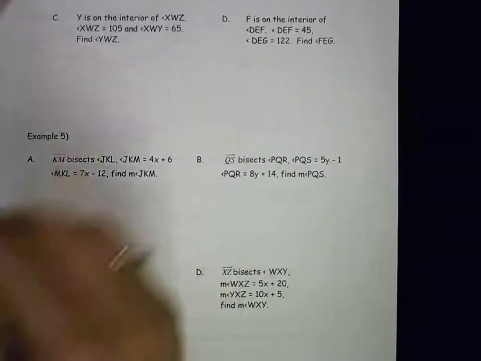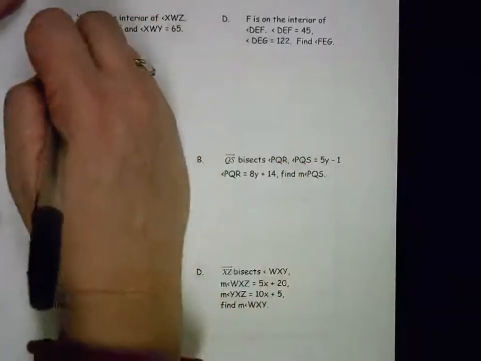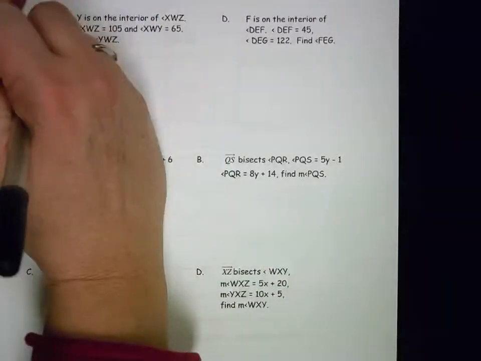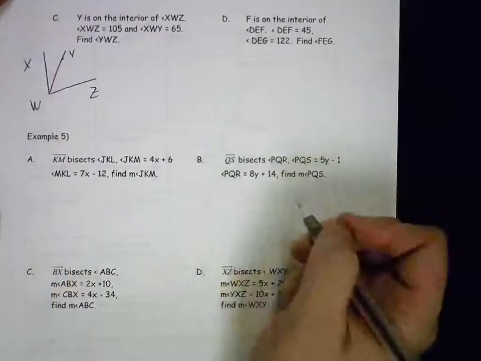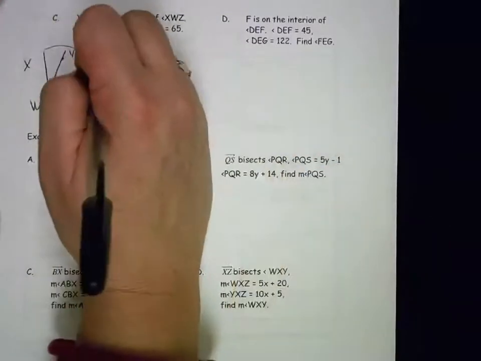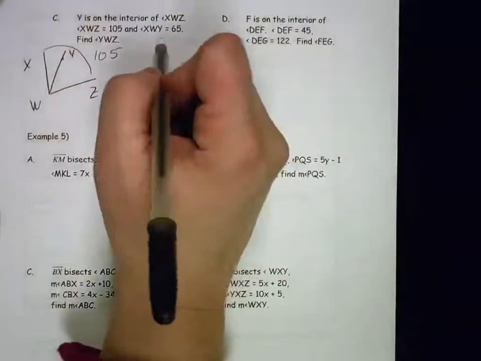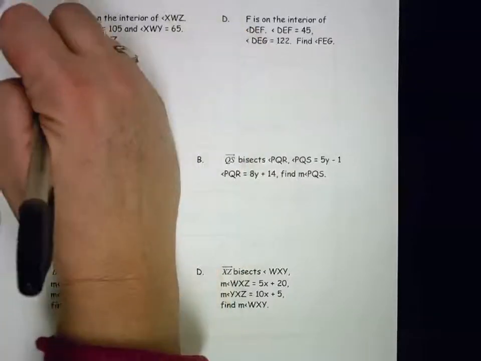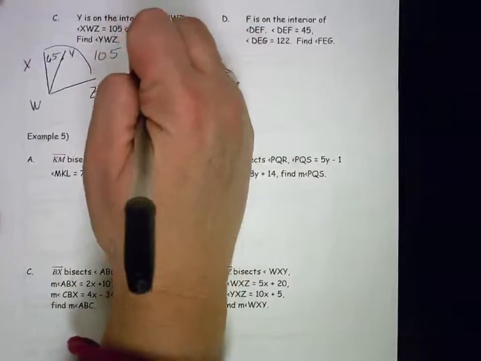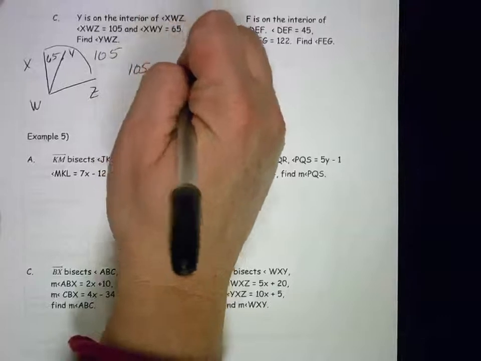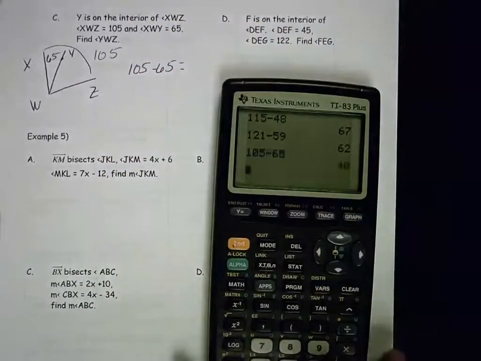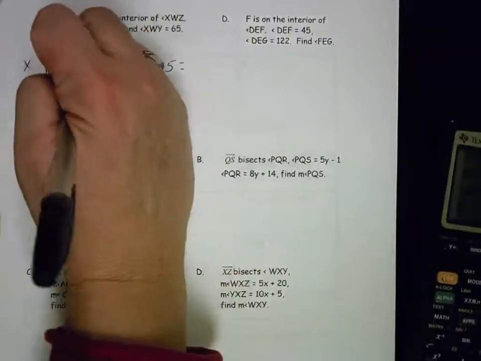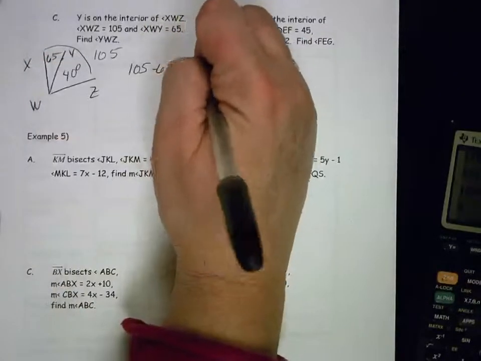Two more of these at the top of the next page. Y is on the interior of XWZ, and Y is right here. XWZ is 105, XWY is 65. 105 minus 65, I think that's 40. So this other angle right here would be 40 degrees.